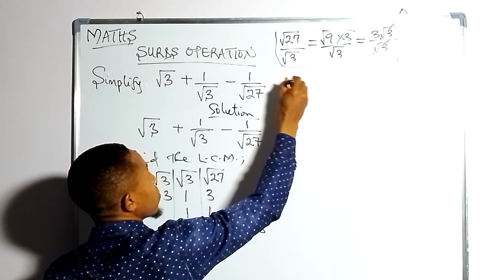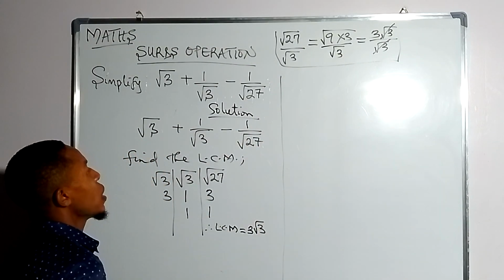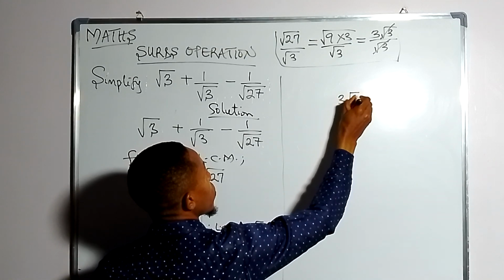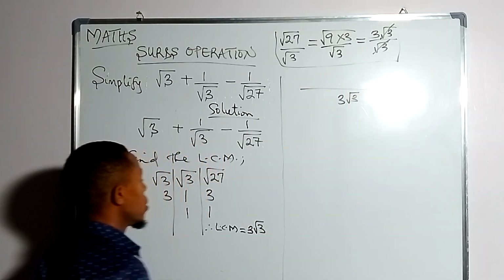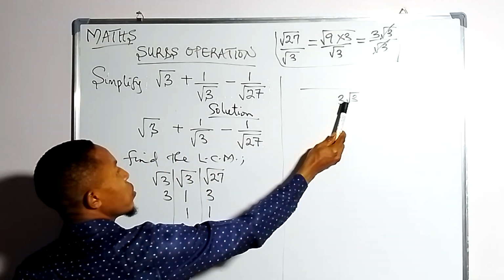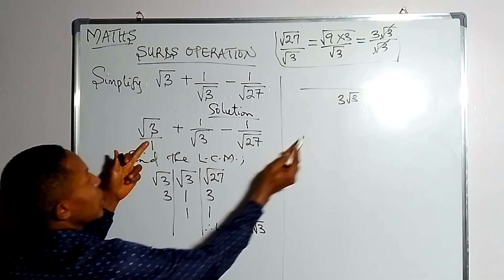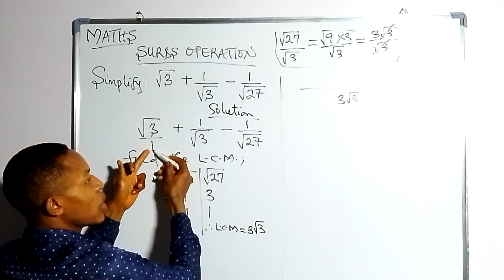Alright, let's simplify. Let's start from here. I will write down the LCM and draw a line over it. I will now say 3 root 3 divided by 1. Of course, this is over 1. 3 root 3 divided by 1 will give me 3 root 3.